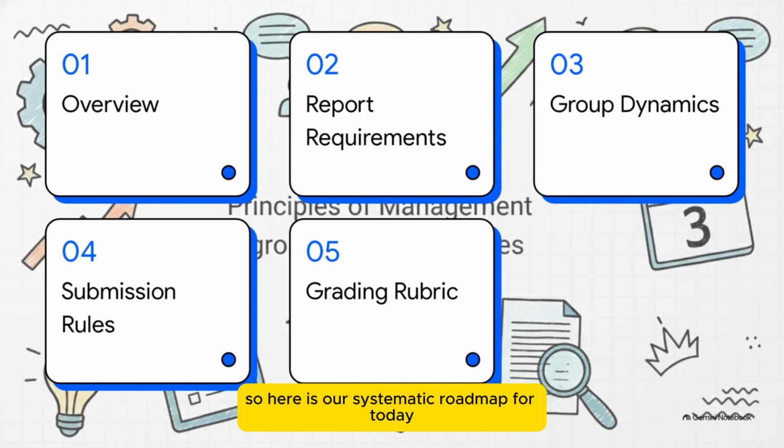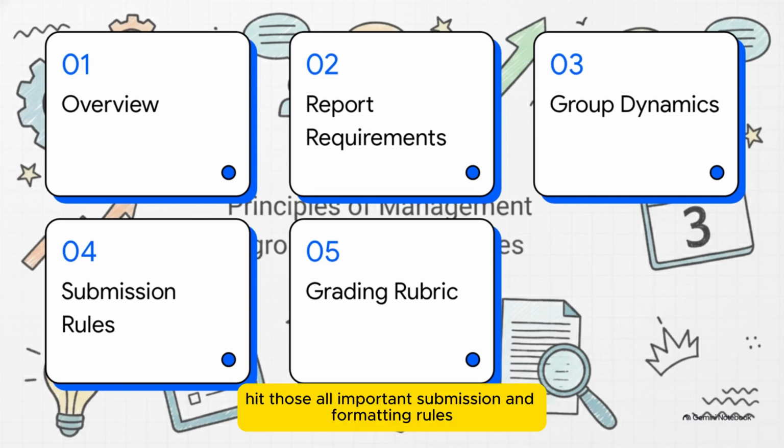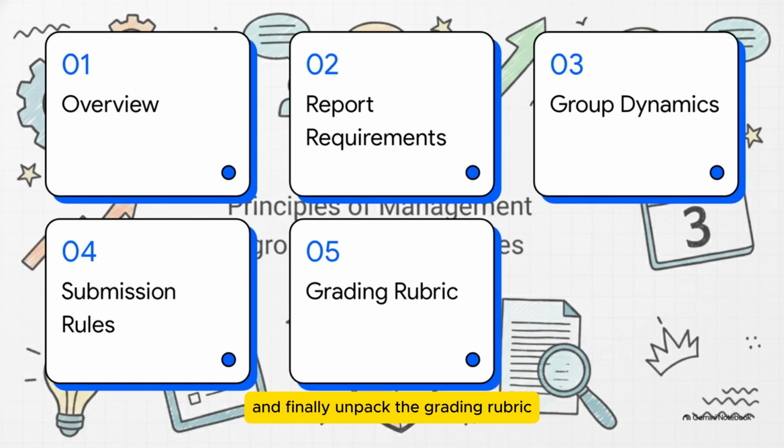So, here's our systematic roadmap for today. We'll quickly cover the project overview, outline the core report requirements, touch on group dynamics and ethics, hit those all-important submission and formatting rules, and finally, unpack the grading rubric.